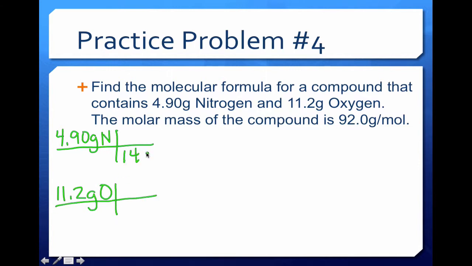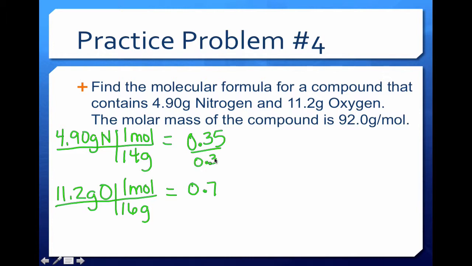Nitrogen is 14 grams per mole, and oxygen is 16 grams per mole. I'm converting it into moles so that I can divide by the smallest. The answer for this top one is 0.35, and this one is 0.7. This is smaller, so both my answers are going to be divided by 0.35. This top one will give me 1, this one will give me 2. Those are whole numbers, so they become my subscripts.